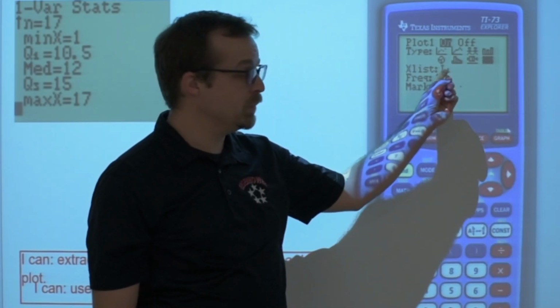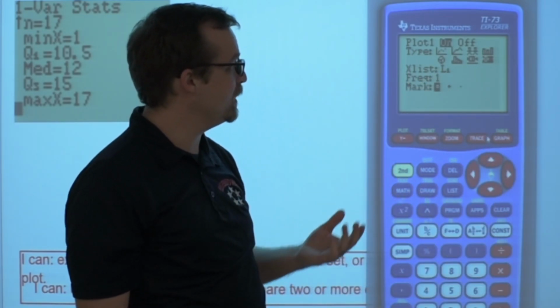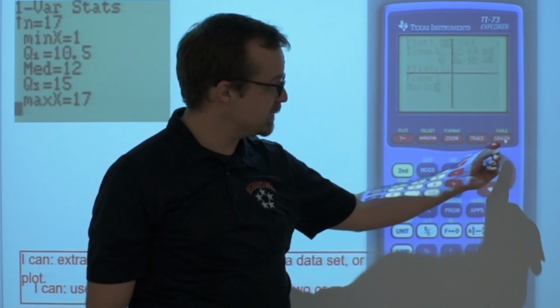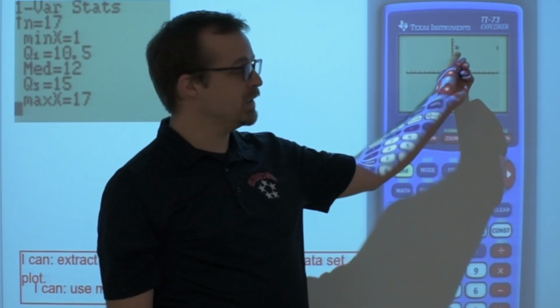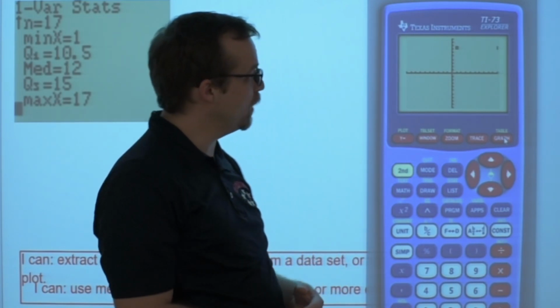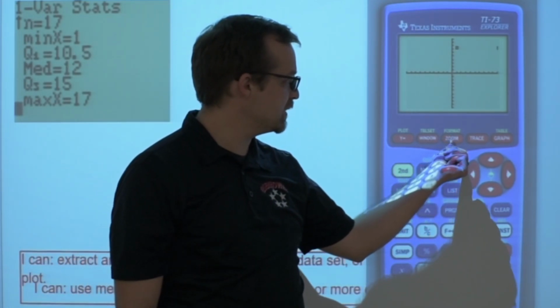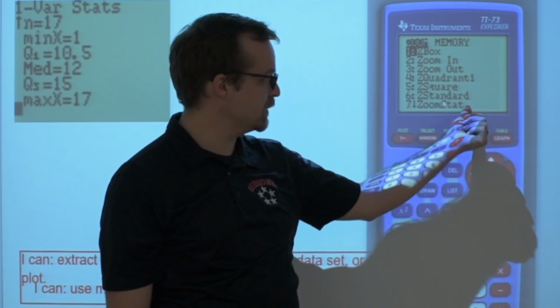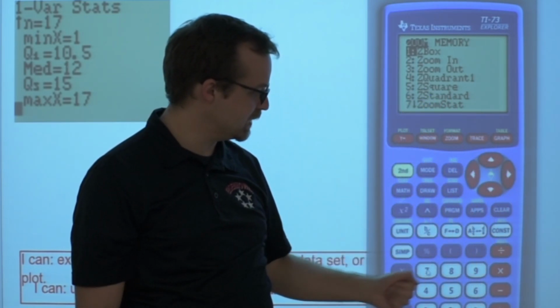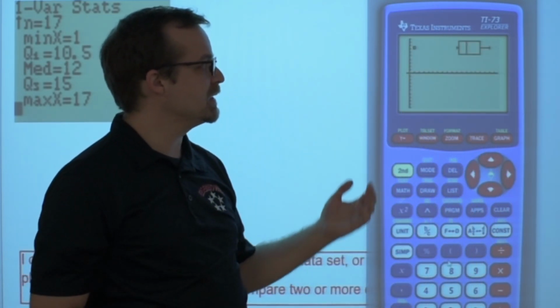It's looking at the list 1, which is where I put my data in. And now we just need to go to graph, which is this button right here. But it doesn't look like it's showing me my whole box plot. So I need to go change the settings by going into zoom and then zoom stats, which is option 7. You can either scroll down to it or just click 7 down here. And now we can see our box plot.